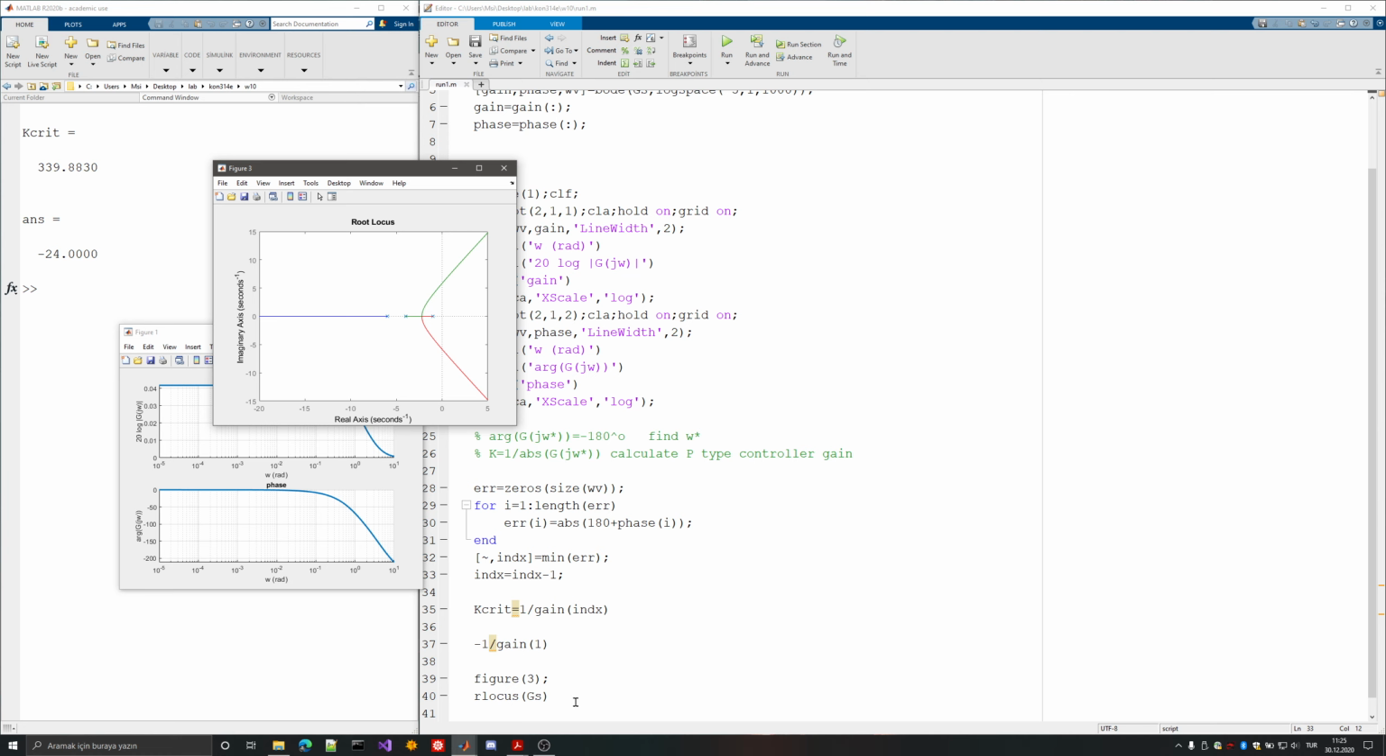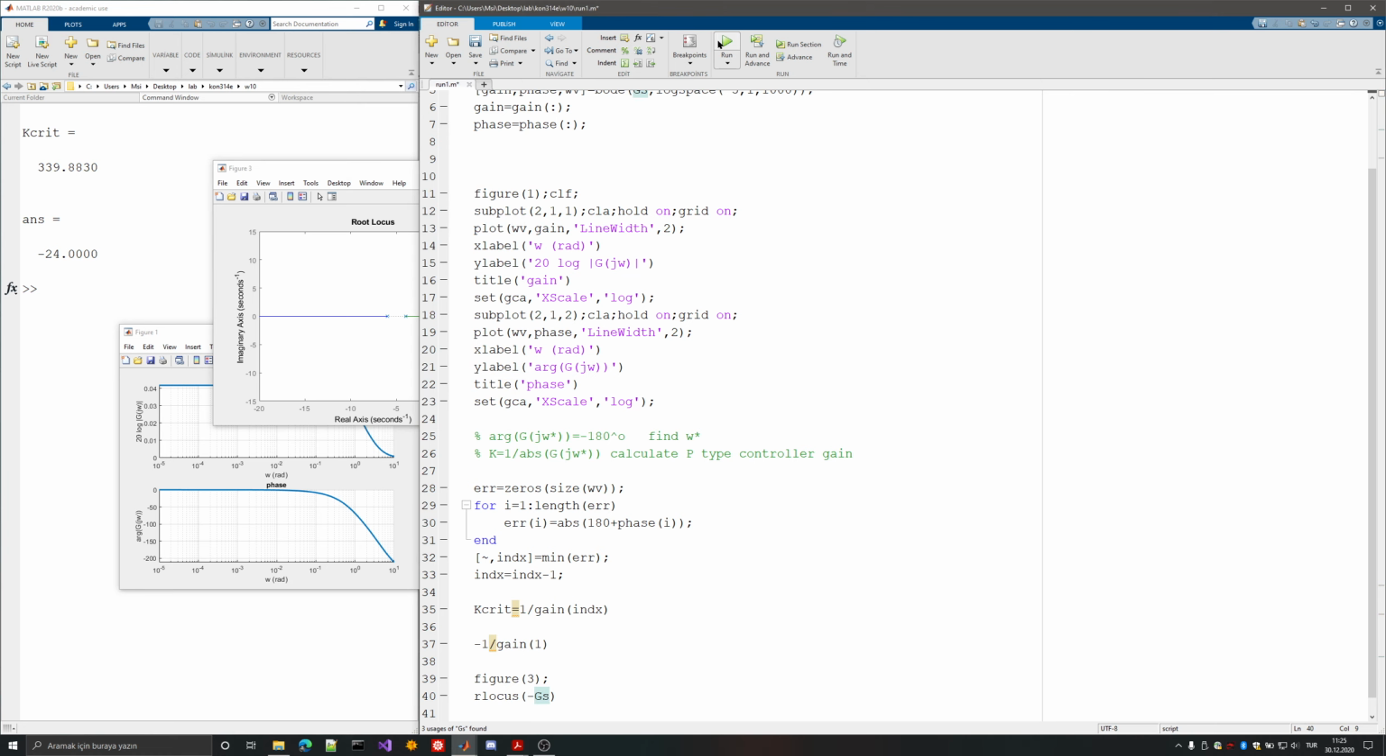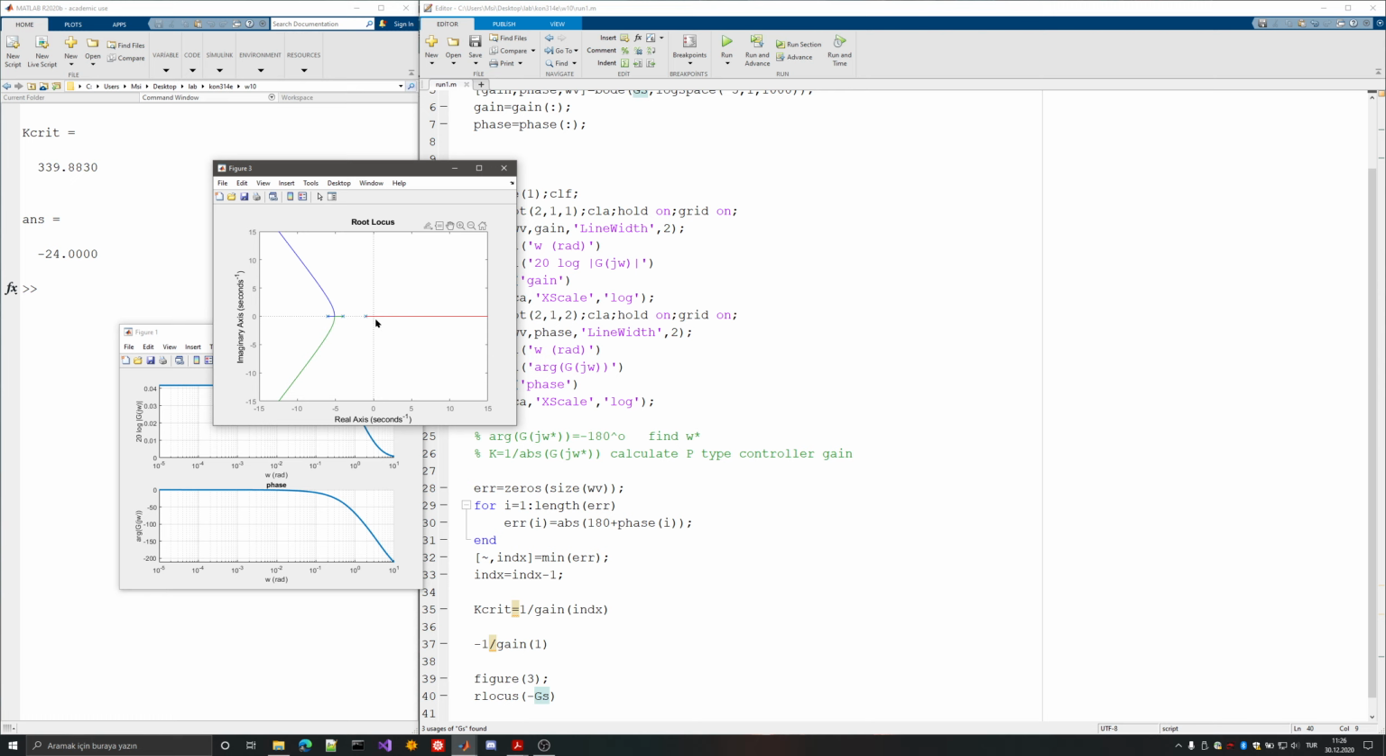And let's look for the negative root locus and see what happens here. You can see that here is this crossing, and hopefully I can see that this is 20. So I can see I did find the same thing in root locus. I couldn't catch that point, but it is approximately -24.